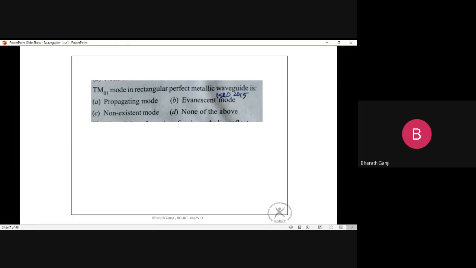Okay, so the next question is about TM01 mode in a rectangular waveguide. I'm asking about TM01. Do you think it can exist?